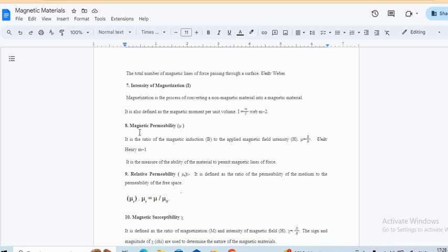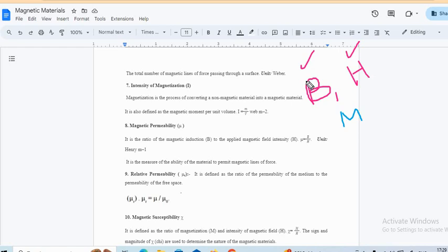The next part is magnetic permeability, the ratio of magnetic induction B to the applied magnetic field. We have just mentioned B and H. So remember, H is the applied field and B is the induced field. And due to this induced field, there will be one important part, there will be magnetization. Okay, so it's the applied field, and then this is the induced thing inside the material.